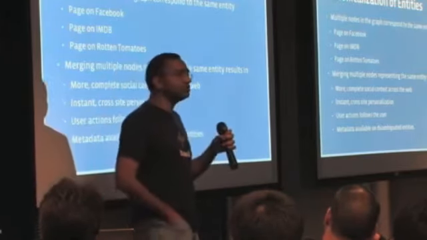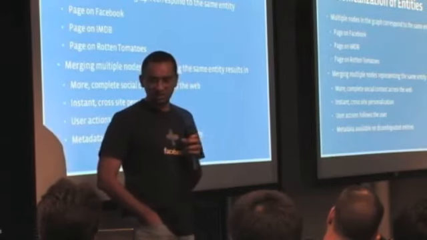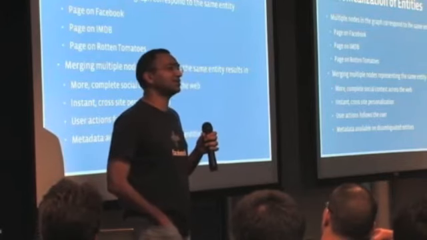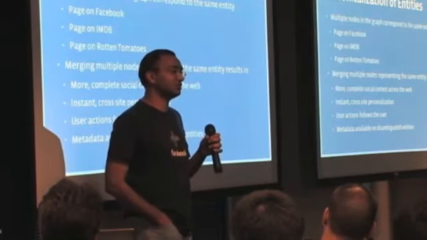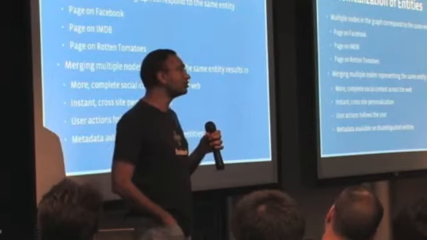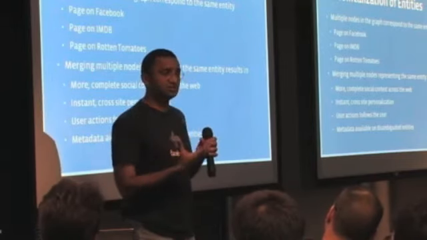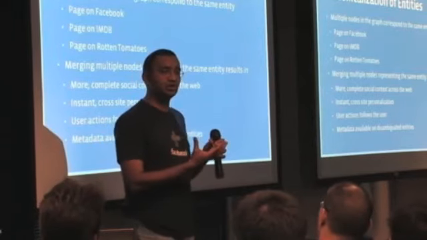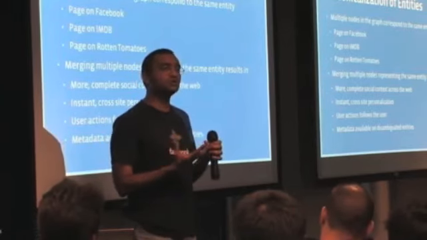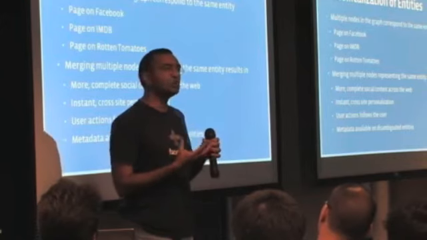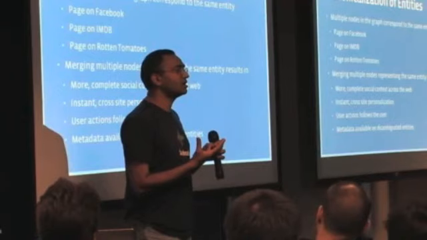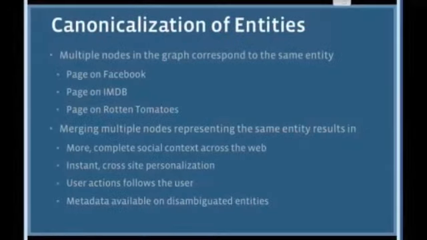So, one of the things that my team does is that we try and generate this metadata which tells us that these nodes are essentially about the same concept, right? So it's not that we want to actually merge these nodes. We want the IMDb node to be distinct from the Facebook node. It's just that we want to know that these nodes are about the same concept. And knowing that these nodes are about the same concept essentially means that we can combine, we can pool the social context regardless of where it actually occurs.